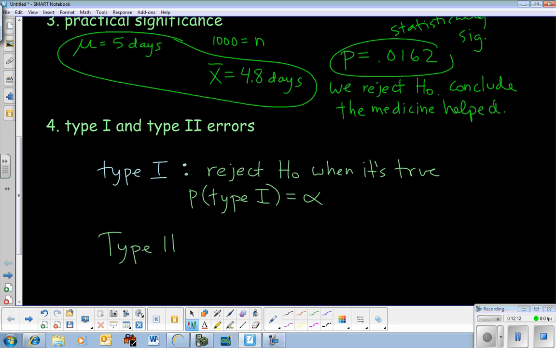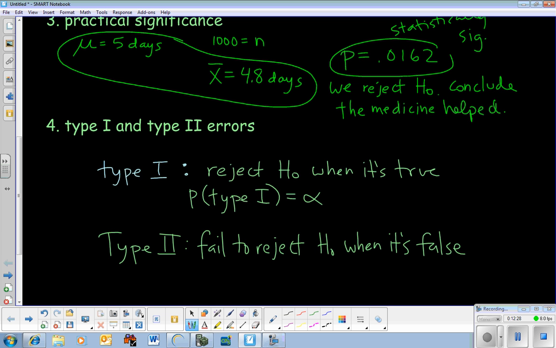Okay, the other thing that you can mess up is you can fail to reject the null when it's false. Notice I'm still not using the word accept. We never quite accept anything. We just don't call them a liar. Okay, so let's say it's false.